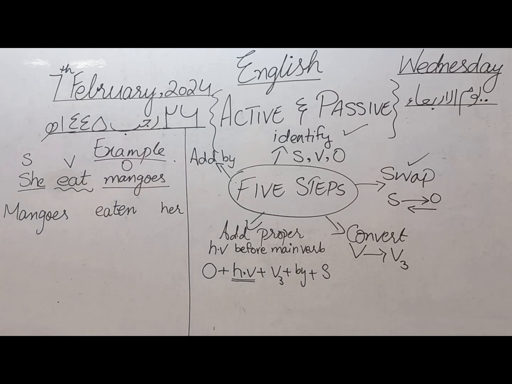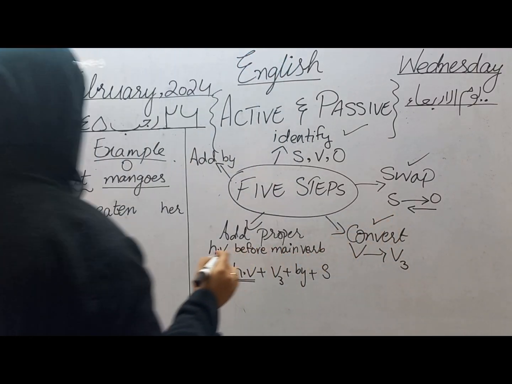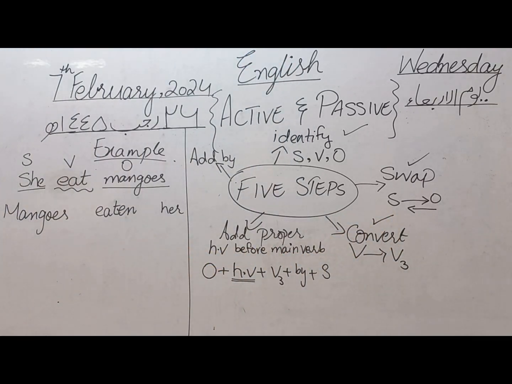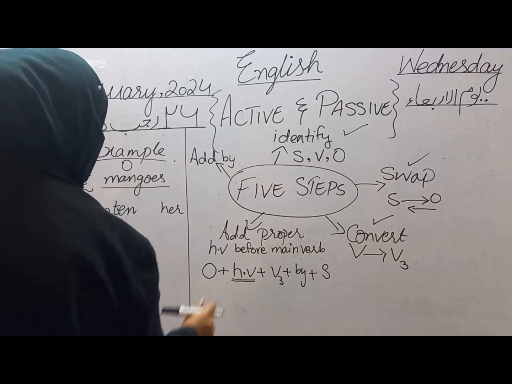So successfully we are done with the three steps. Subject, verb and object we have identified. Then we have swapped the object and subject. And the third step is saying that we have to convert the verb into verb 3. That we are done. Good. Okay. Now the fourth step, the most important step. It is saying add a proper helping word before this verb 3.